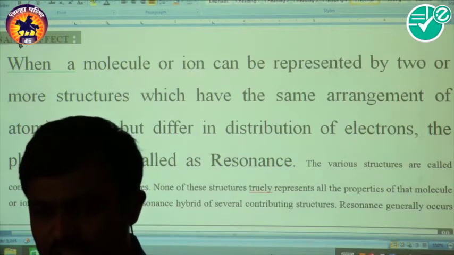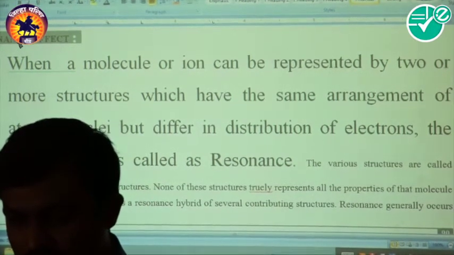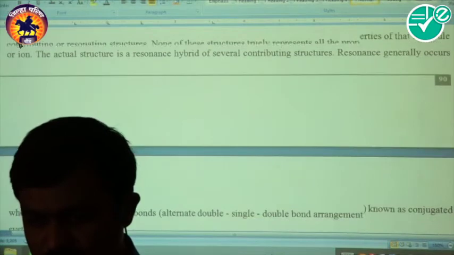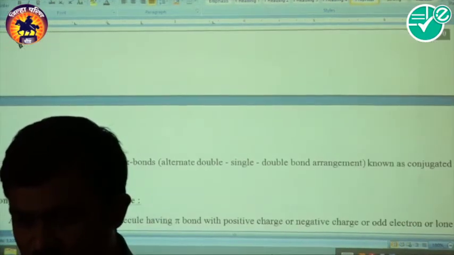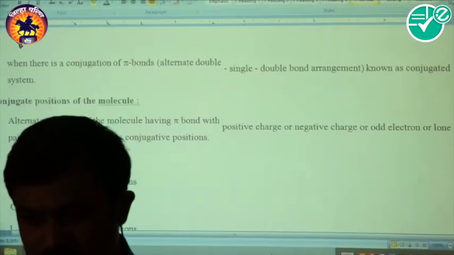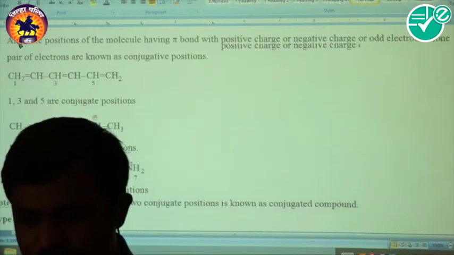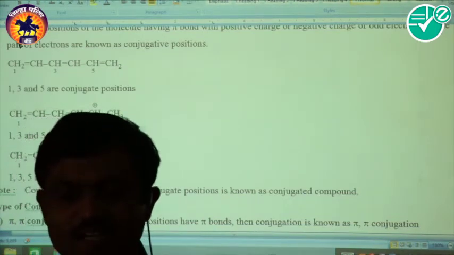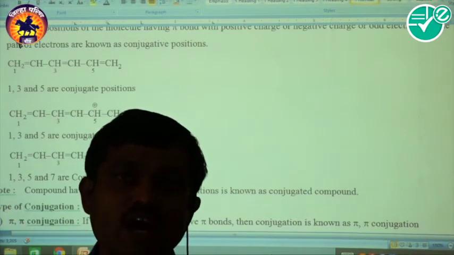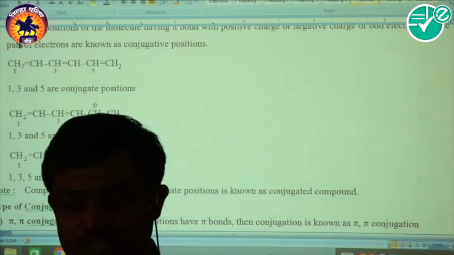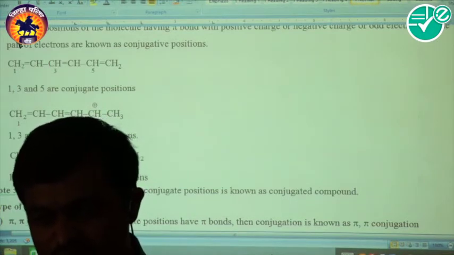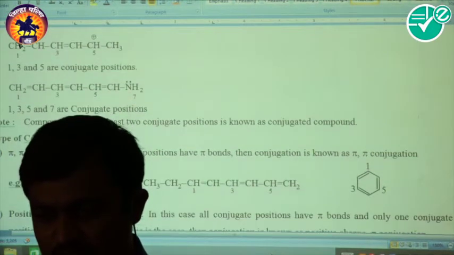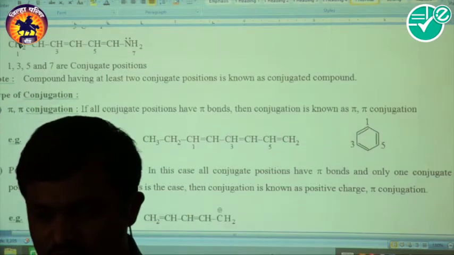So here we have to discuss the resonance structure. In resonance, the pi electron is generally used. Now look at here, this is a conjugation. You must know the term conjugation: alternate single and double bonds is called a conjugation. Because of that conjugation, the resonance structure is observed.